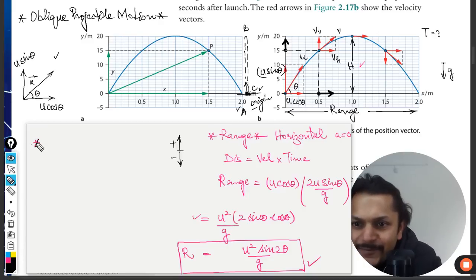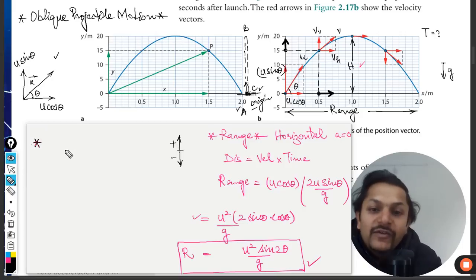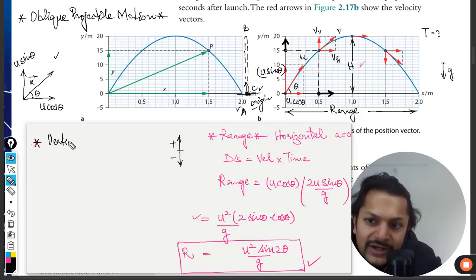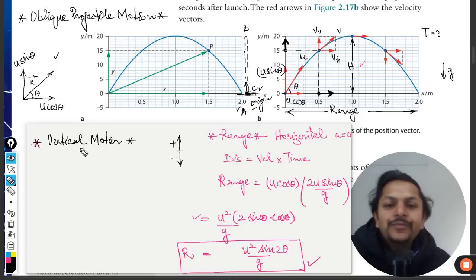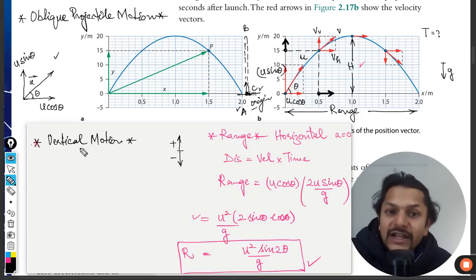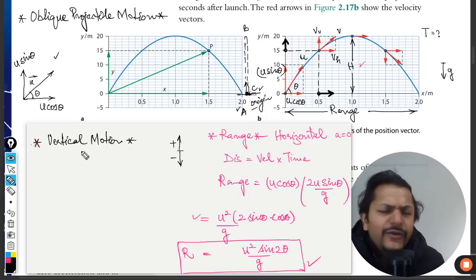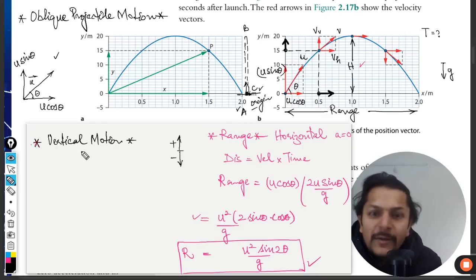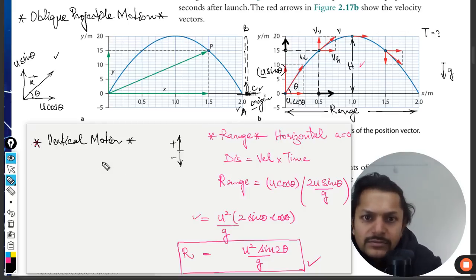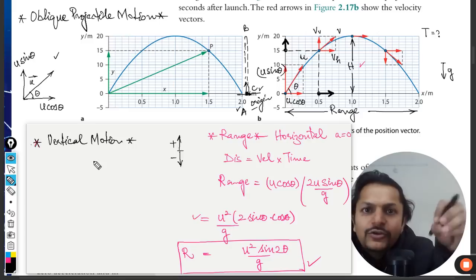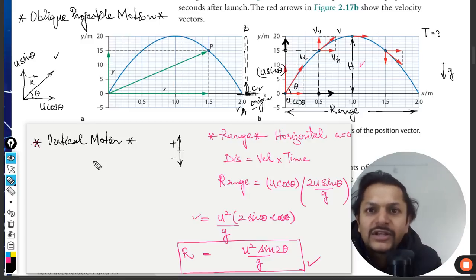How do we find the height? Again, we would be concentrating on the vertical motion, and you can use the formulas that we have derived for the vertical motion, or you can apply the Suvat equations also. So u sine theta is here and it is going up. I think the formula was u square by 2g. So u square by 2g, you can substitute the value u sine theta. So you will get u square sine square theta by 2g.